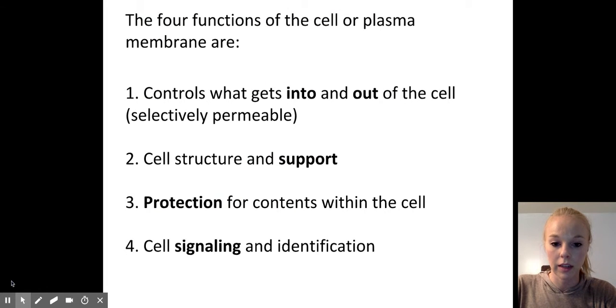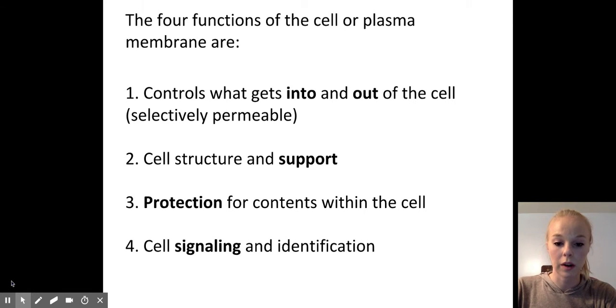The cell membrane is also referred to as the plasma membrane. It has four main functions. It can control what goes into and out of the cell. It provides the cell with structure and support. The cell membrane protects the cell contents, and it receives signals from other cells and helps identify other cells.